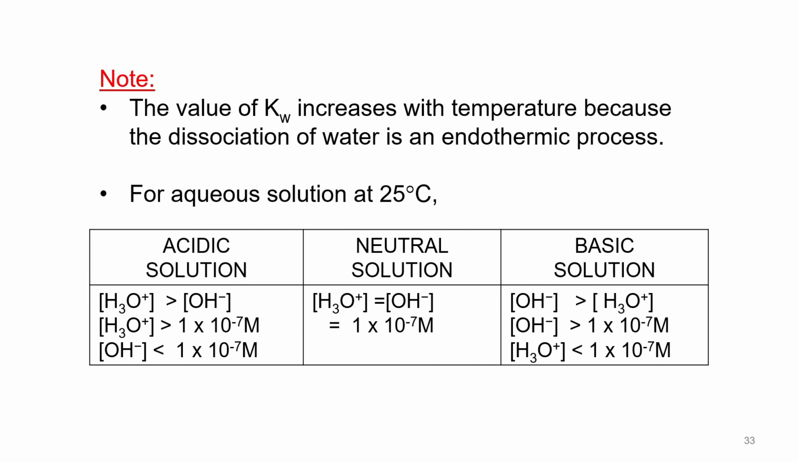Thus, for a basic solution, the concentration of OH minus is greater than H3O plus, and OH minus is greater than 1 exponent negative 7. Consequently, the concentration of H3O plus must be less than 1 exponent negative 7 because it is basic. So if it is basic, there is a low concentration of H3O plus and a high concentration of OH minus. Jadi yang dominan di bahagian base adalah OH minus, dan yang dominan di bahagian acidic adalah H3O plus.